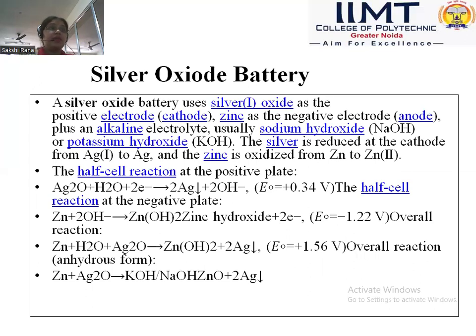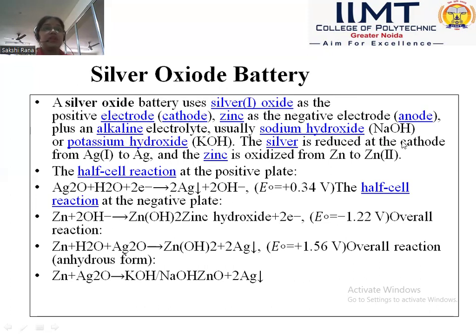These are the reactions of the lead acid battery that take place between the charging and discharging conditions, or we can say between the cathode and the electrodes. Next, the silver oxide battery uses silver oxide as the positive electrode, that is the cathode, and zinc as the negative electrode. At the positive terminal silver is used, and at the negative electrode, the anode, zinc is used, plus an alkaline electrolyte. The electrolyte is alkaline, usually sodium hydroxide, NaOH, or potassium hydroxide, right, which is alkaline.